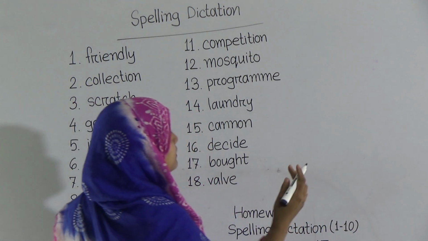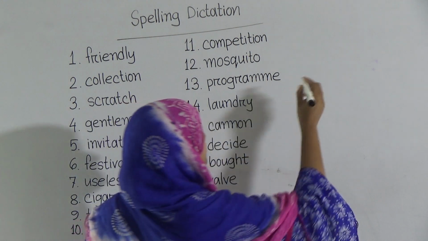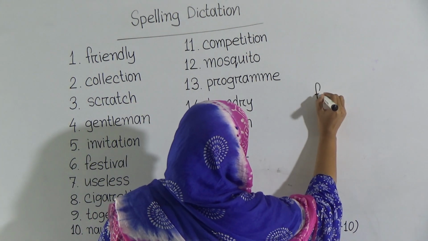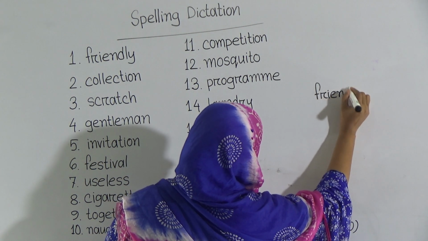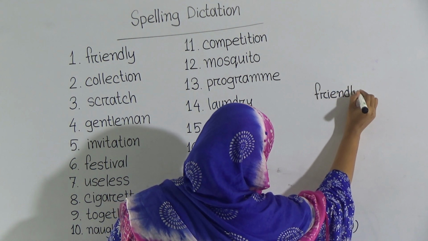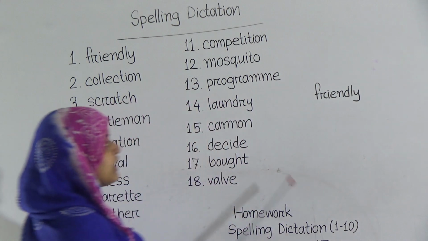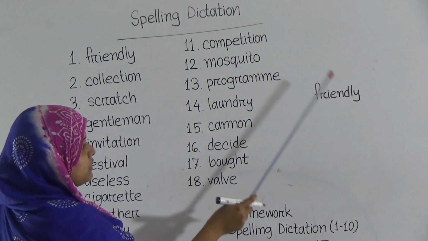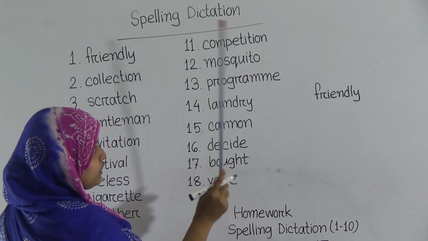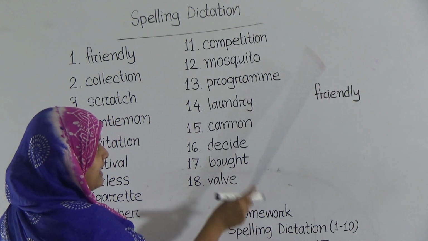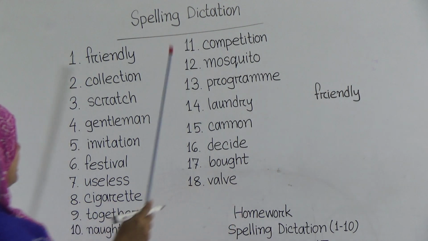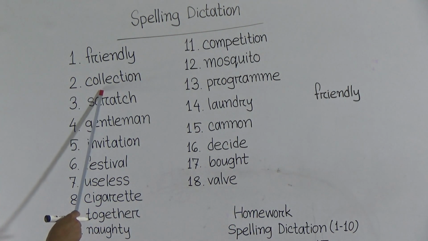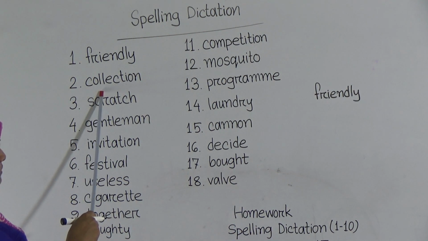The teacher pronounced the word friendly. So you have to write F-R-I-E-N-D-L-Y. Friendly. Your teacher pronounced the word friendly and you have to hear the word and then write the word in your copy. And our second word is collection.